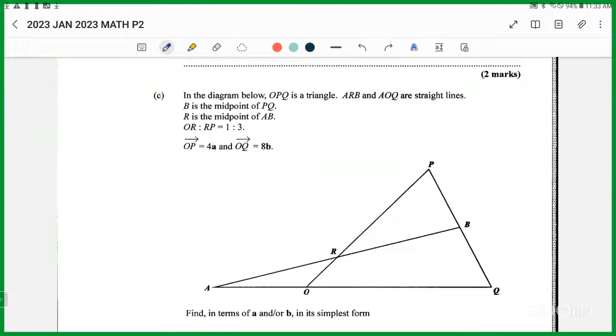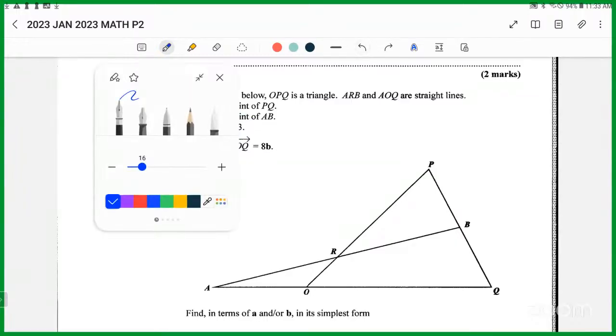Then it says B is the midpoint of PQ. This is the midpoint of this line. Remember that. R is the midpoint of AB. So this line AB, this is the midpoint. Treat the midpoint like an average point. So this R divides this line half and half, and this B divides PQ half and half. It says OR to RP is 1 to 3. Let's put those ratios on the diagram now.